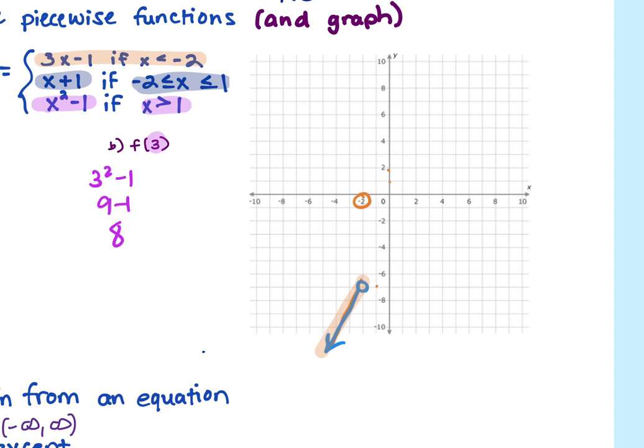Then my next range is x plus 1. So this is a line starting at 1 with a slope of 1. Up 1 and right 1, down 1 and left 1. And this is going from where x is equal to -2 and stopping where y is 1, but it doesn't include it, so it gets an open dot. No, sorry, it does include it, so it gets a solid dot. Those are both or equal to's.